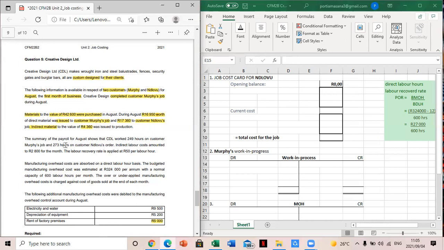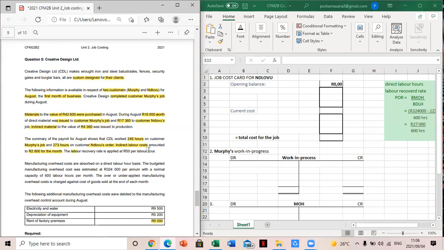The summary of the payroll for August shows that Creative Designs Limited worked 249 hours on customer Murphy's job and 273 hours on customer Ndlovu's order. These are the actual hours incurred on each customer's order. The indirect labor cost amounted to 2,800 for the month.